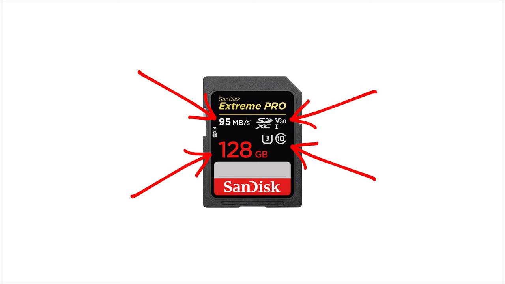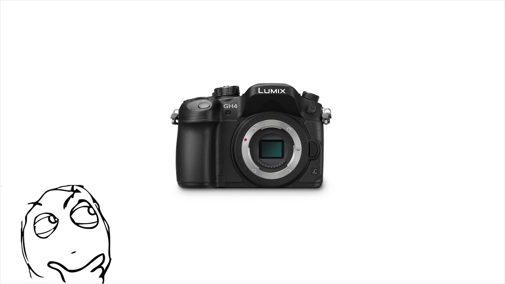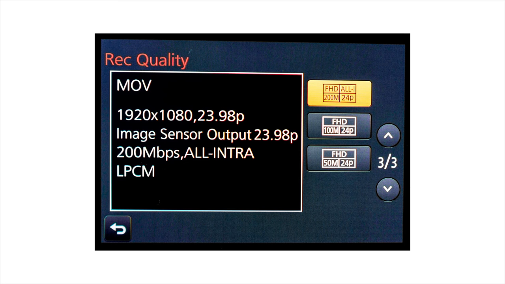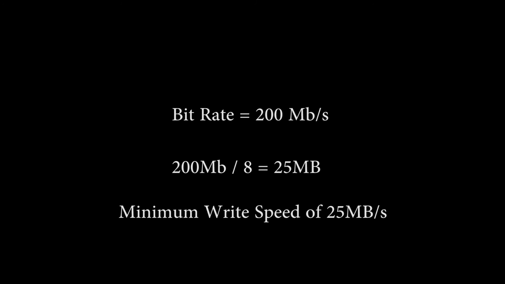Now that you are aware of the different info printed on the memory card, let's take a quick mathematical example using the Panasonic GH4 and see how best we can figure out what memory card to choose. The GH4 can shoot at a maximum of 200 megabits per second bitrate. Let's try to translate B to B by doing a simple math. Remember, 1 byte is equal to 8 bits. So 200 megabits per second will be 25 megabytes per second.